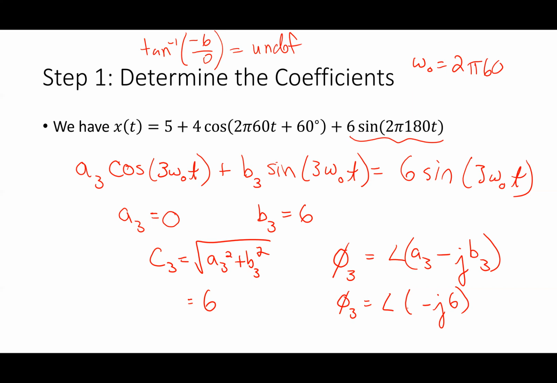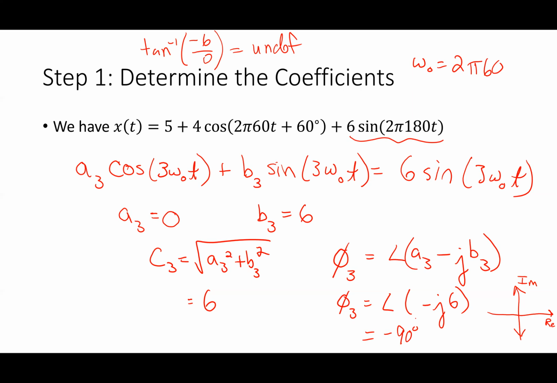So when you're not sure, one thing to always do, if you're going to use the arctan function, is draw it out for yourself in a complex plane. Here's the real, here's the imaginary. Those are our axes. Where's negative j6 sit? Straight down, negative 90 or positive 270. I could say it either way, right? So this guy is negative 90. I don't need a calculator for that, right?